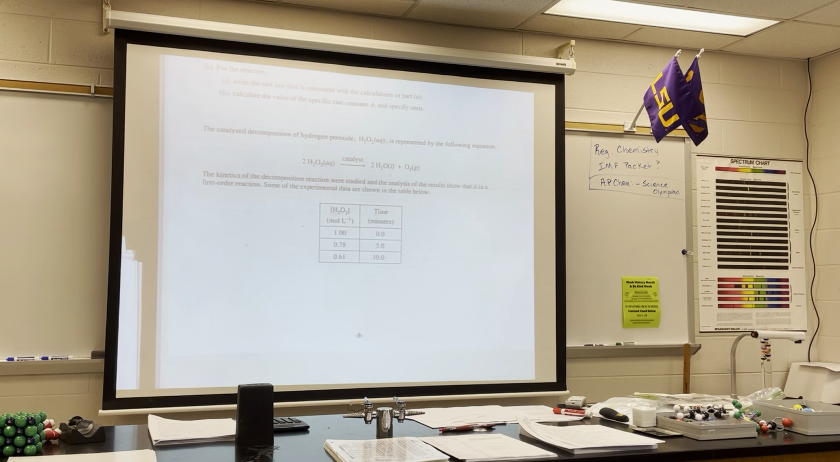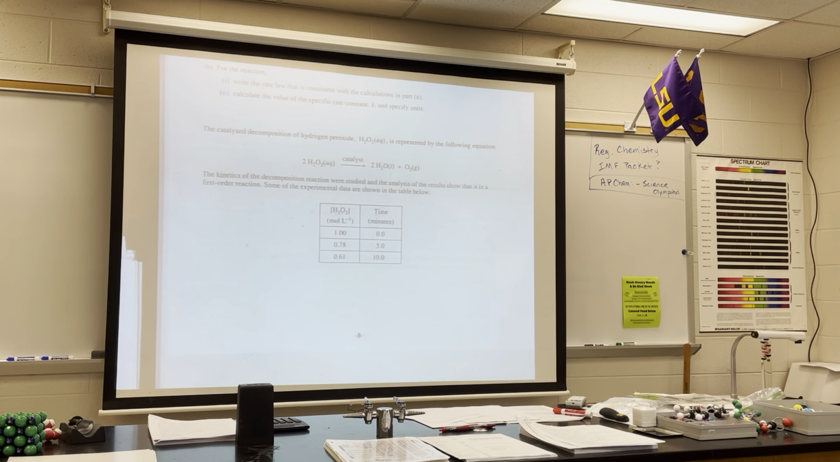Because notice now that we have concentration versus time. What does that trigger in us that we need to do? Rate law, but which rate law? You have the differential rate law and you have the integrated rate law. Because it's time, we want to use the integrated rate law.